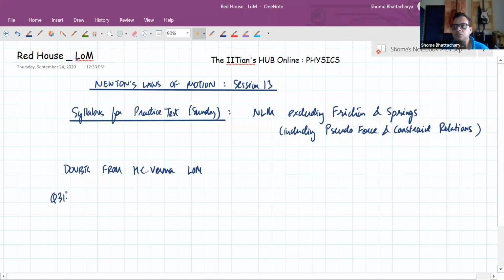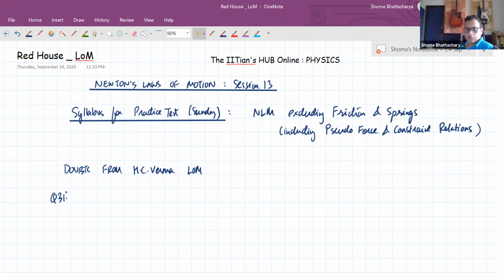So question 31, just go through it, everybody. I'll put up the question on the board for you. So 31 is based on constraint relation concept. Okay.